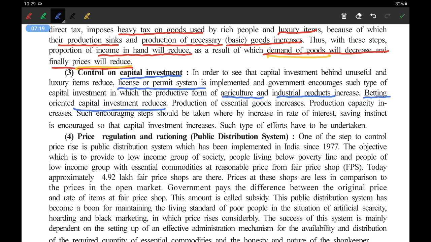Production capacity increases. Such encouraging steps should be taken where an increase in the rate of interest encourages saving instinct, so that capital investment increases. Such efforts have to be undertaken. This way the government controls the prices, and these are the steps taken by the government.